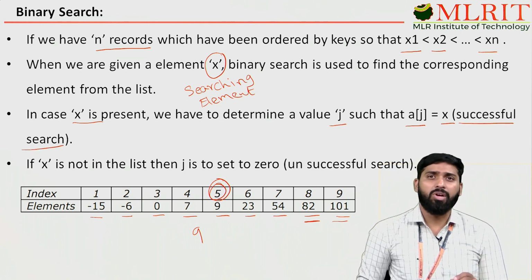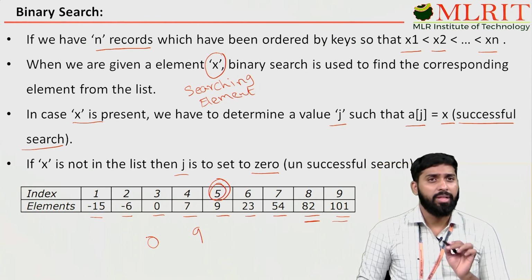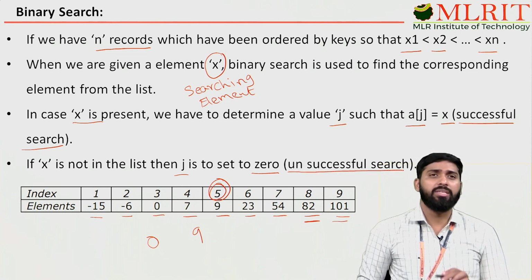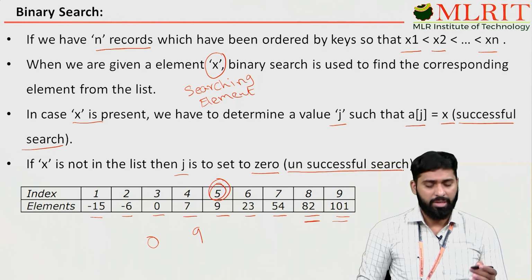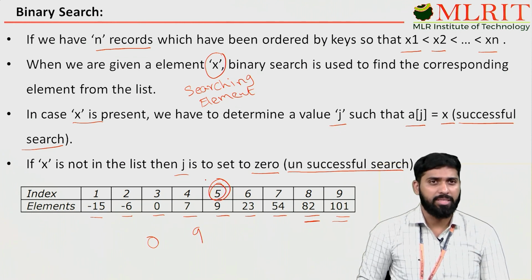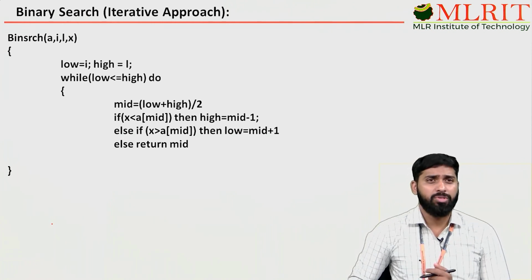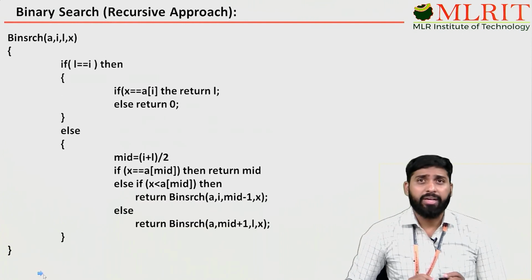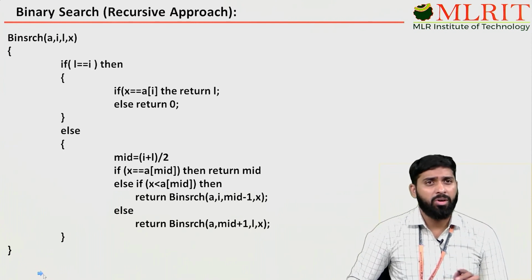If x is not in the list, then j is set to 0. That means the binary search function returns 0, which specifies an unsuccessful search. If the number is in the list, the position where it is found is returned. Otherwise it returns 0, meaning the number is not found in the list. We solve this problem in two ways: one is the iterative approach, another is the recursive approach. In the recursive approach we use the divide and conquer strategy.